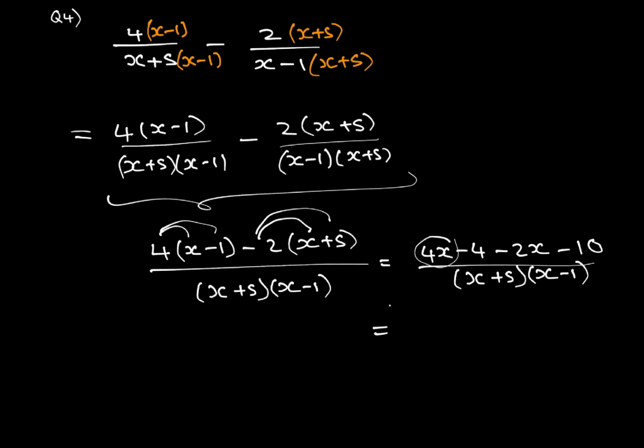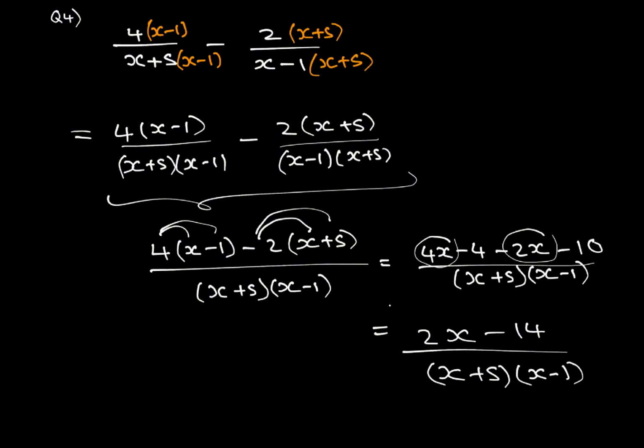I'm going to gather the like terms of the numerator. So 4x minus 2x is 2x. And then negative 4 minus 10 is minus 14. And then we've still got the x plus 5, x minus 1. Word of advice, you do not need to expand brackets when they've got algebraic terms. So in this case, the denominator, just leave it as x plus 5, x minus 1.